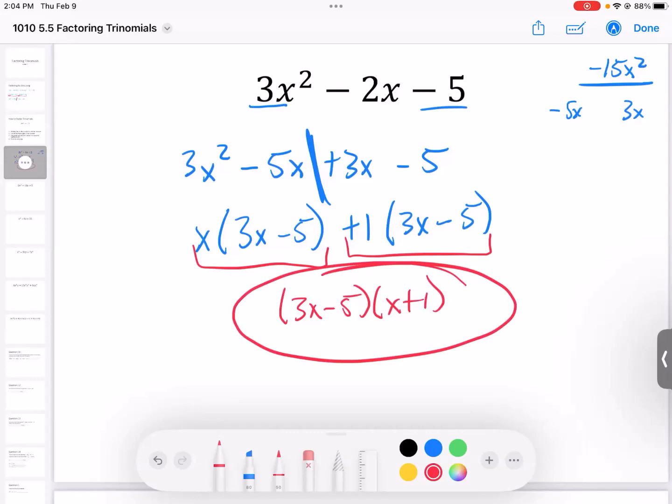And if you wanted to test this out, you could FOIL this out or use whatever method you like to multiply polynomials in order to get back to that polynomial. Because the whole goal of factoring is to take a bunch of things that are added together and convert it into a form where you have polynomials that are multiplied together.